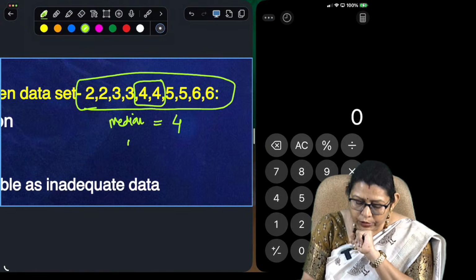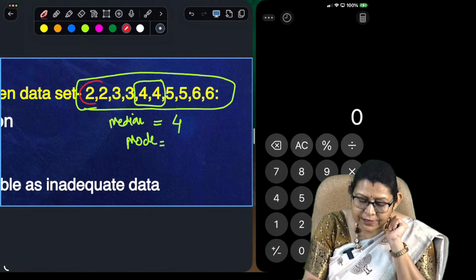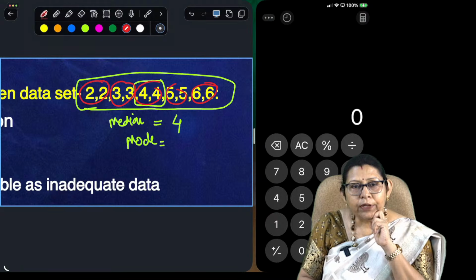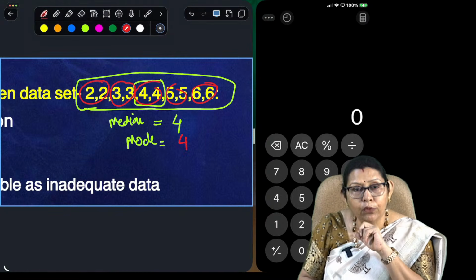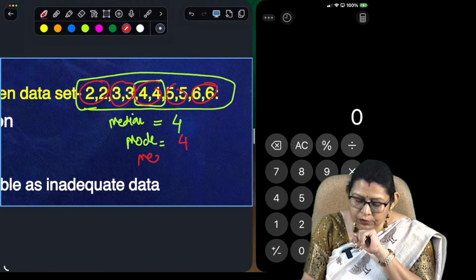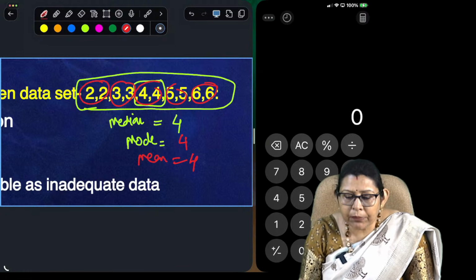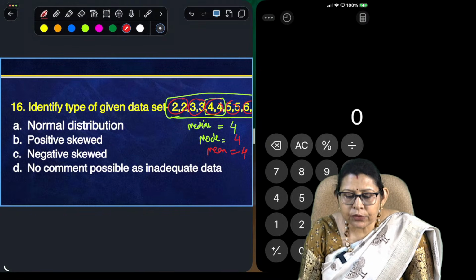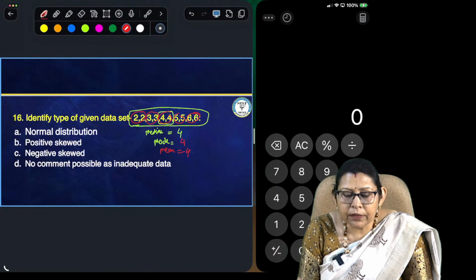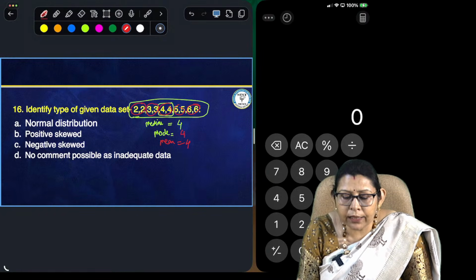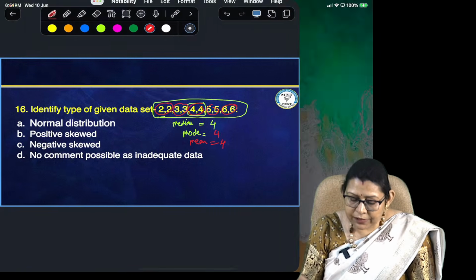What is your mode? Mode is the most commonly occurring value. All are having the same frequency: 2, 3, 4, 5 and 6. So if I take an average of all these, 2, 3, 4, 5, 6, my mode will be coming as 4. And the mean is also coming as 4. So all three are the same: mean, mode and median. So what will be my distribution pattern? Yes, Paridhi has already started answering, and the others, Vijay and Om Prakash, you all are answering very correct, that mean is equal to median is equal to mode. So what will be this type of distribution pattern?